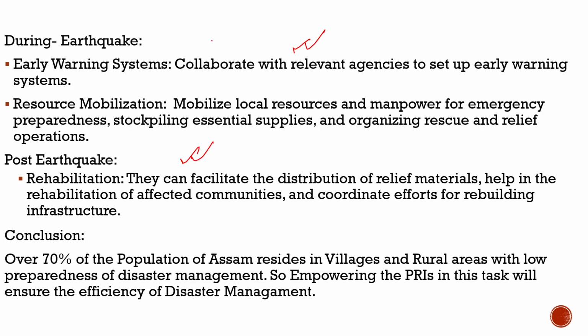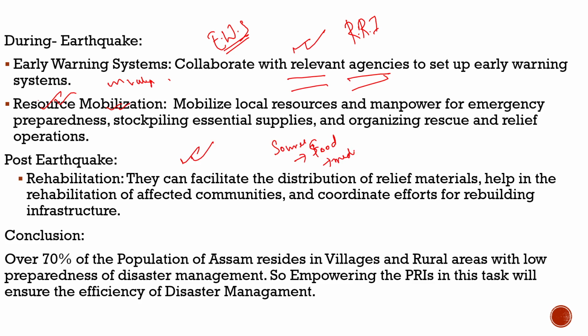Now that's during the earthquake. During the earthquake, what is important? Warning system. So Gaon Panchayat or PRIs can contribute with various agencies to set up an early warning system in the village, isn't it? Now next is resource mobilization. What are the resources we require primarily during an earthquake? The first resource is food, medicine, isn't it? So food and medicine become very important during an earthquake. So resource mobilization also becomes important.